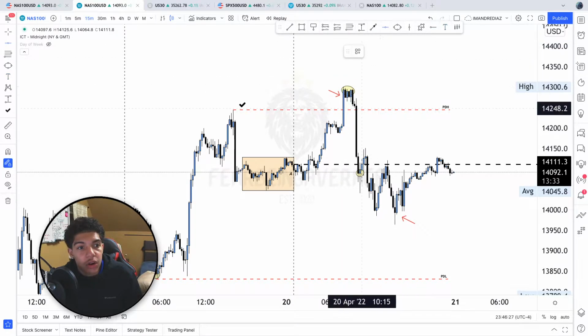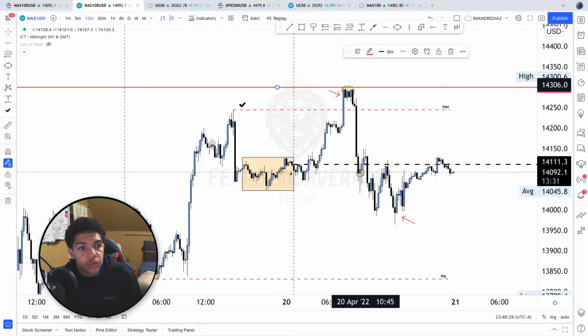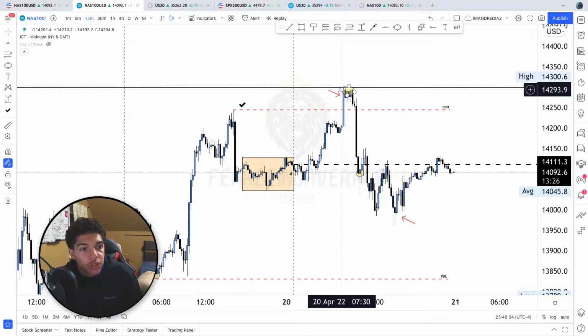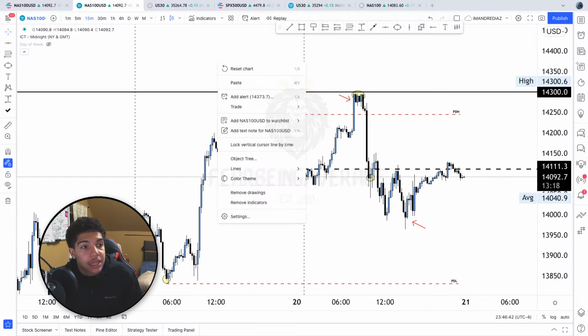Now that's not all that happened. Where did price tap into? If you look right above where price is, right up here at this high, when we started to consolidate before having this major drop, we were consolidating right below 14,300 after clearing the previous day's high. Now that's not the only confirmation we have.